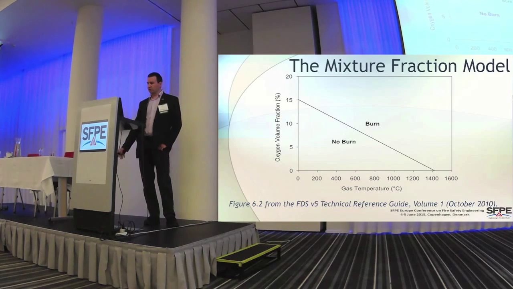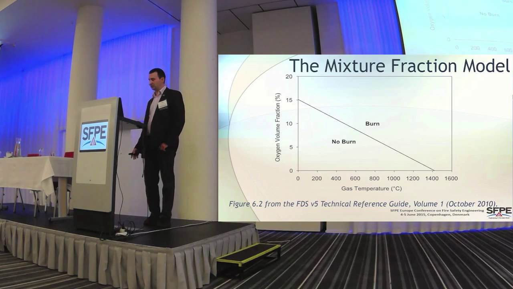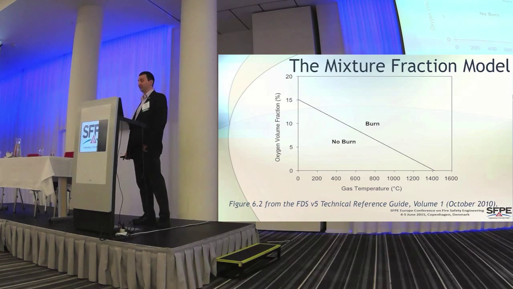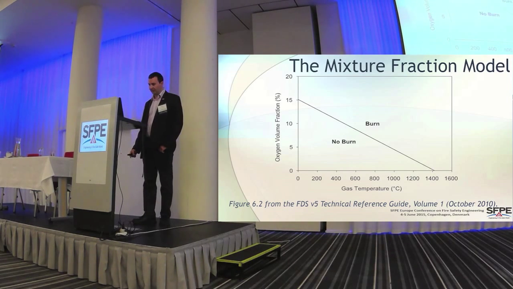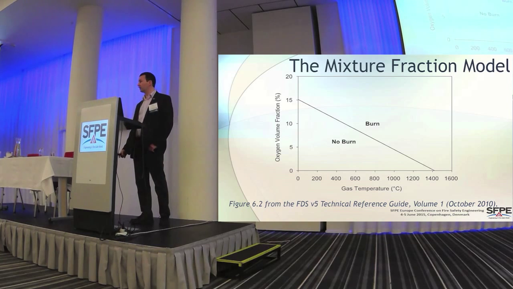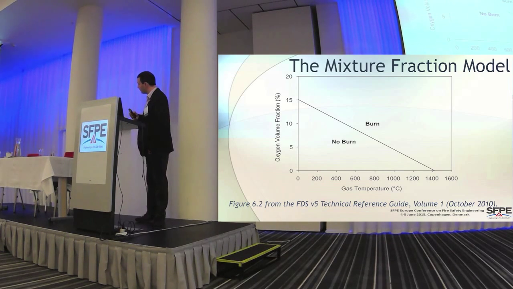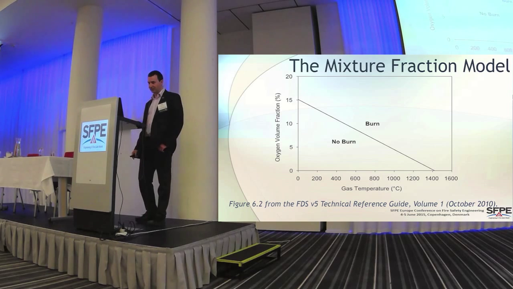So, to talk about the mixture fraction model, what do I mean about the mixture fraction model? The best way of explaining it is this graph from the FDS version 5 technical reference guide. This graph does not appear in the version 6 technical reference guide, although I believe more or less the same mixture fraction model is used, which is why I have to use the old version.